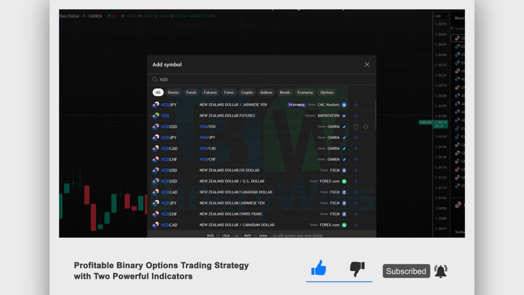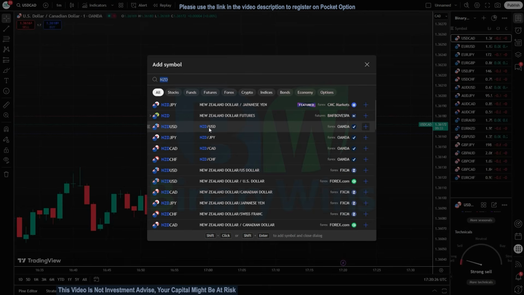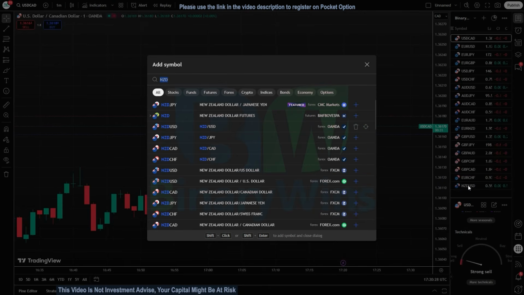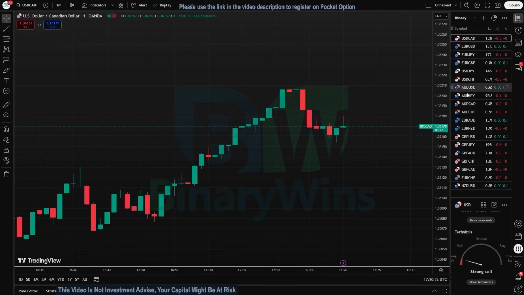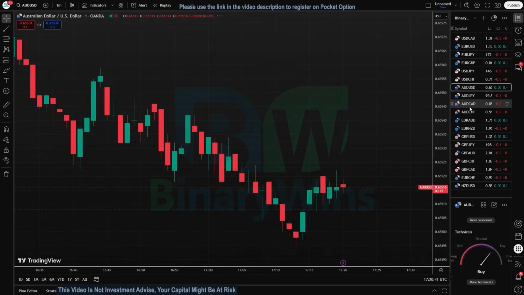I choose NZD to USD and it is added to my list. I can add as many as I need here to my list so that we can easily click between currency pairs and look for positions.